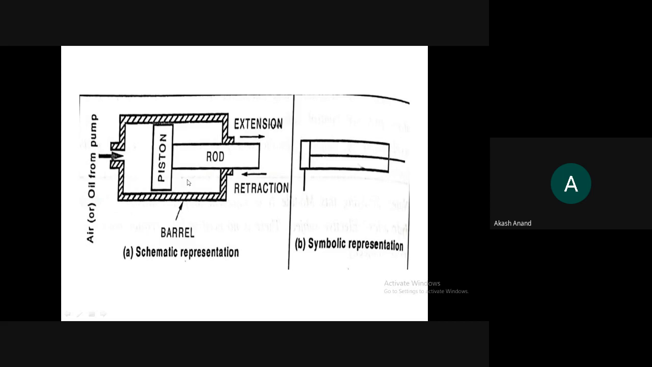Here, check my mouse pointer. You can see there will be a spring. When fluid enters through this point, the fluid will push the piston towards the right, and there is a spring connected here. So the spring will get compressed. The return motion will be automatic. I think it is clear to you.